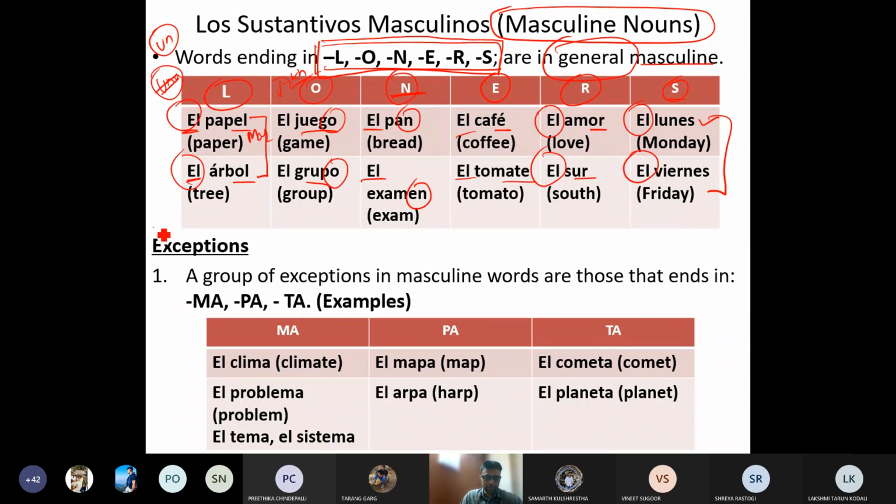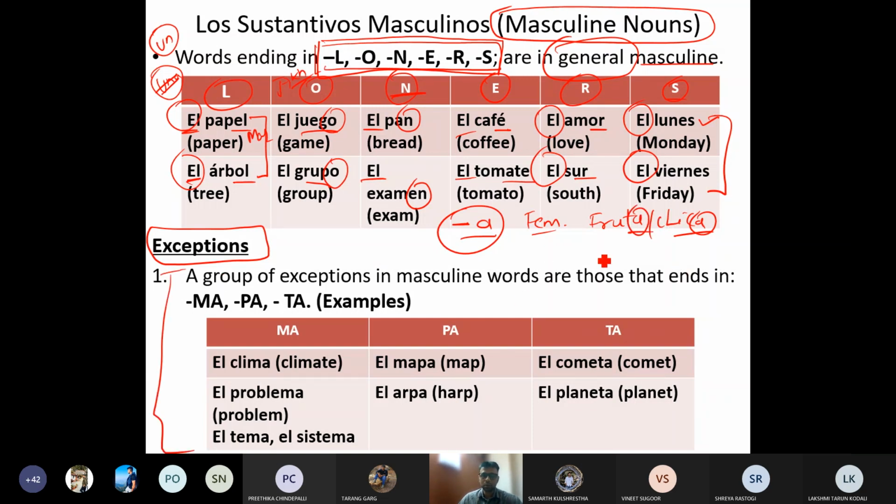Now the second part written over here is exceptions. Why is it an exception, and then put in this category of masculine nouns? Because I told you earlier that generally nouns ending in A are feminine. I showed you the examples of fruta, chica, and told you that they are all feminine because they end with the letter A. But the list given here also ends with the letter A, but they are exceptions. So how will you identify those exceptions? The ones ending with MA, TA and TA.